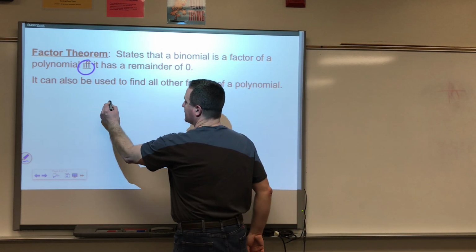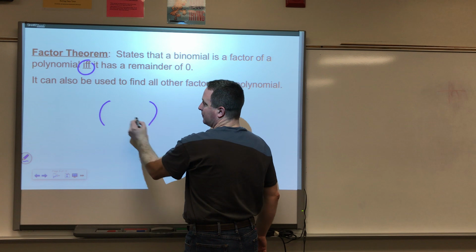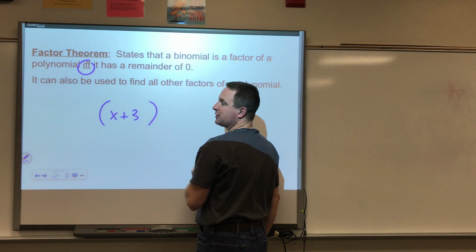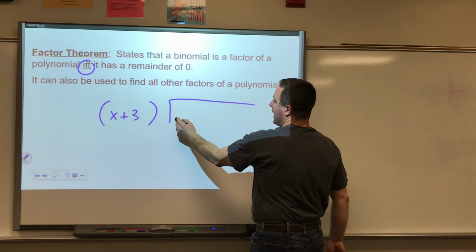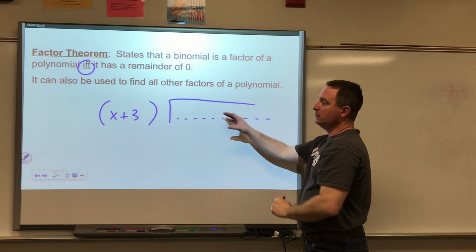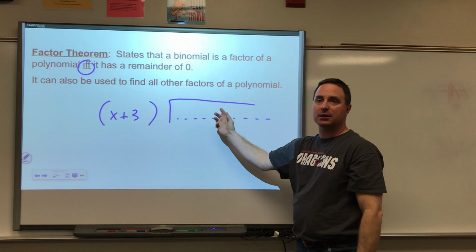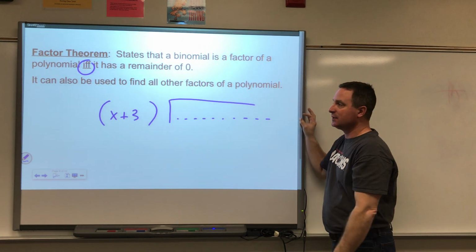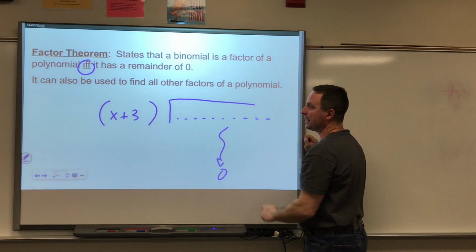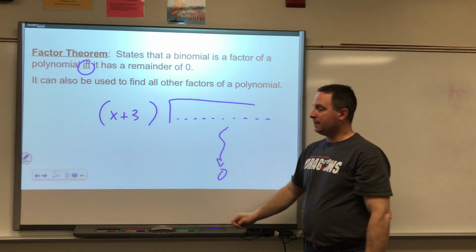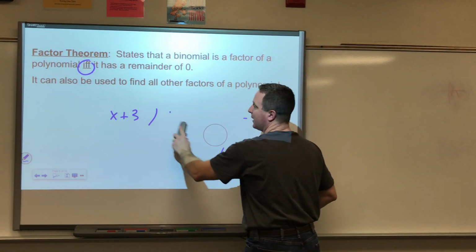So what it's saying is, if I had a binomial, maybe it was x plus 3, again it only has 2 terms, and I divide it into some other polynomial. It may have 2 terms, 3 terms, 4 terms, 5 terms, doesn't matter how big this one is. But if I did it using long division and worked it out, it would have a remainder of 0. And we're not going to do long division, thank goodness, right?